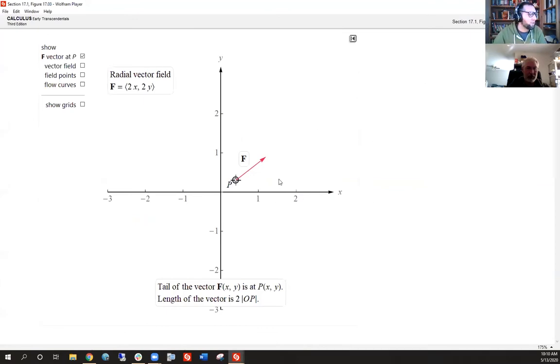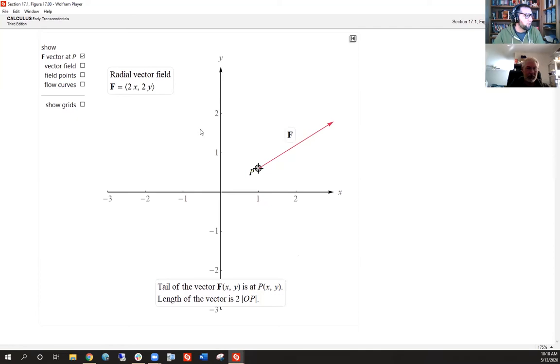Okay. So here is an example of a radial vector field. Radial as in kind of going out from the origin. You can see all these vectors are going to point away from the origin. You can see that as we move around our point.